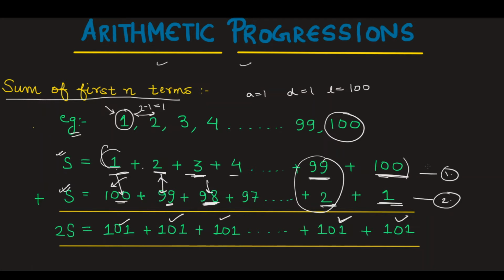So how many terms are there in equation 1? There will be 1, 2, 3 up to 100, so 100 terms. N is 100. So 100 terms would be there. So how many times would 101 be there? 100 times 101 would be there.